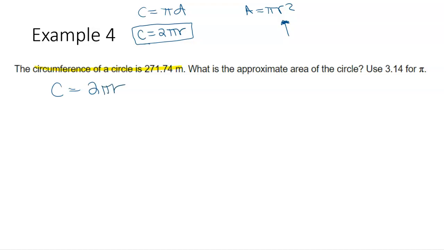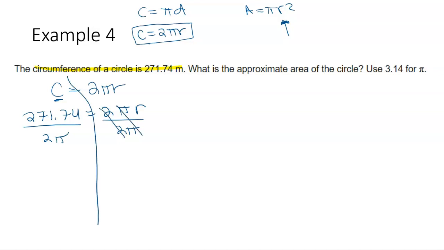So now let's just look at this. Instead of C, I actually know that C is 271.74. And I could divide then both sides by 2 pi, if we kind of think of this as an equation. And then I'll get my radius value. When we do that, we get approximately 43.27.